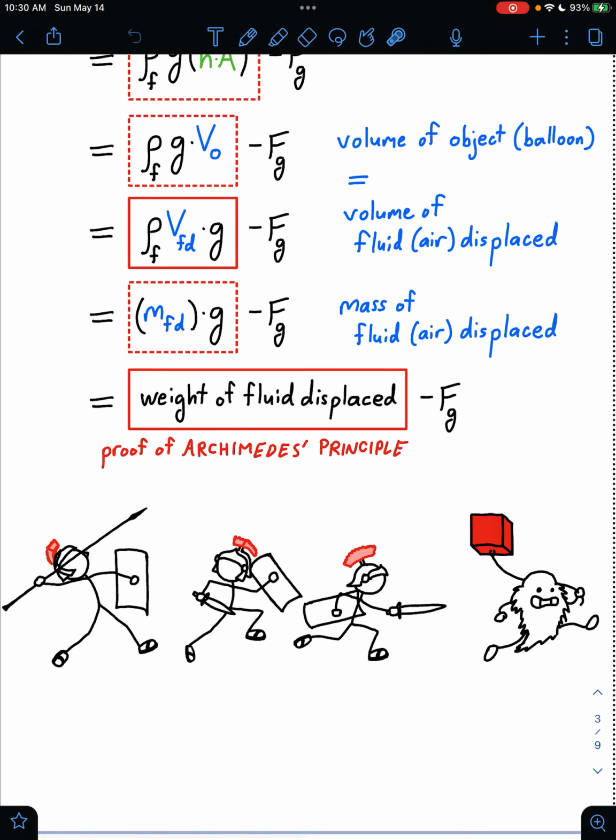And so we will take this argument a bit further and look at what happens when you compare the weight of the fluid displaced to the weight of the object doing the displacing. So maybe go back to this line here, and we're going to manipulate this expression a bit more. So the net force on our balloon is then equal to the weight of the fluid displaced, that's our buoyant force pushing upwards, minus the weight of the object itself.